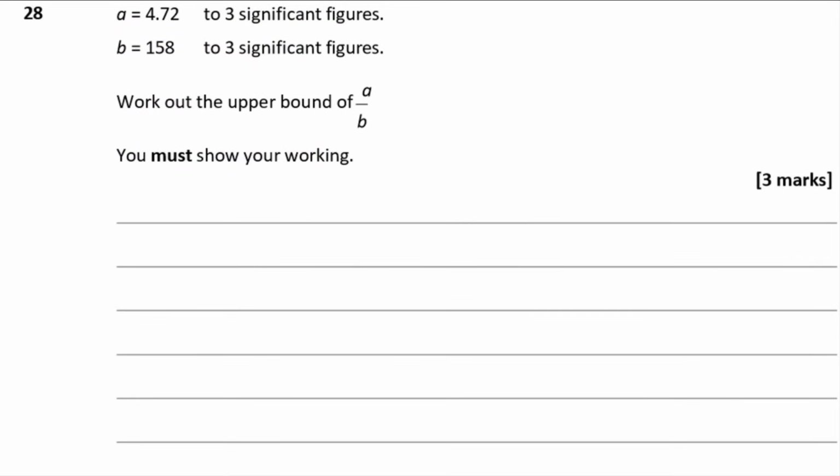Question 28. A equals 4.72 to 3 significant figures. B equals 1.58 to 3 significant figures. Work out the upper bound of a over b. You must show your working.